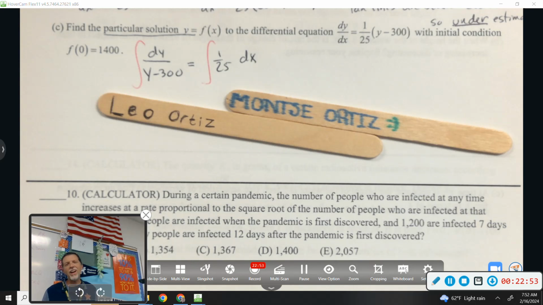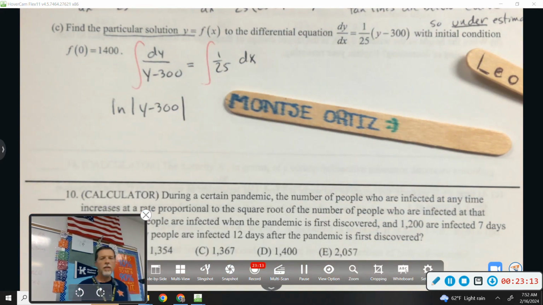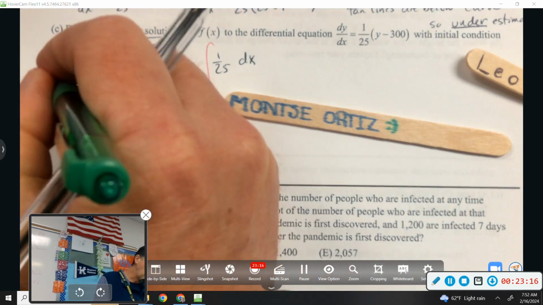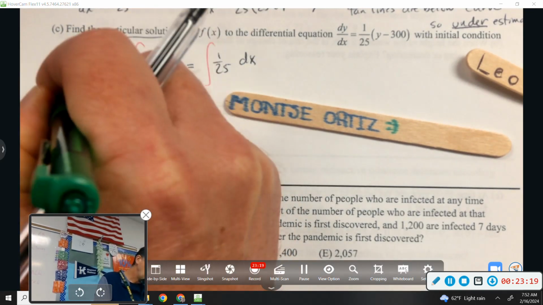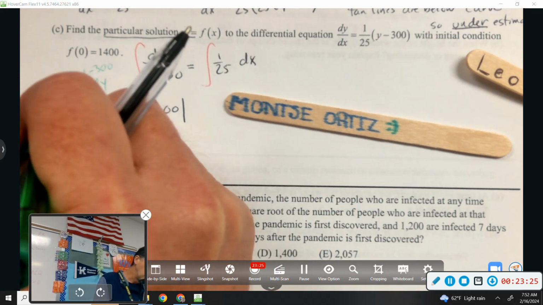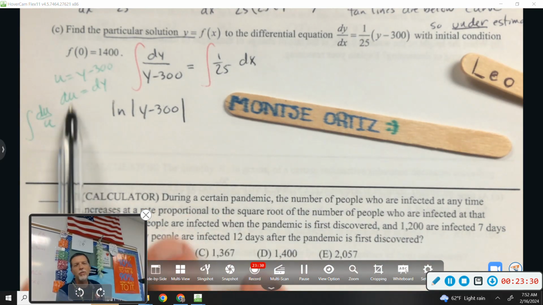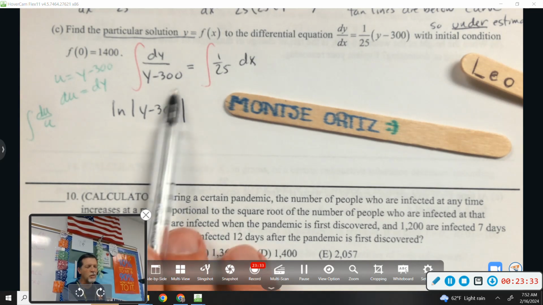Leo, your side is a little bit tricky, maybe. Antiderivative of dy over y minus 300? Would that just be natural log 1? So you're on the right track. It's natural log of y minus 300. The long way around would be to say u equals y minus 300, and then du would be dy, and you'd be taking the integral of du over u. But if there's no sign changes, most people don't go through that. They realize du is dy, so you can kind of figure it out.